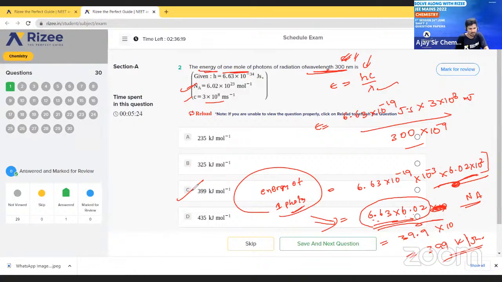39.9 into 10 is how much? 399, na? Very simple, 399. So what is the correct option? Correct option is C. Very simple. Okay, so let us go to the next question.